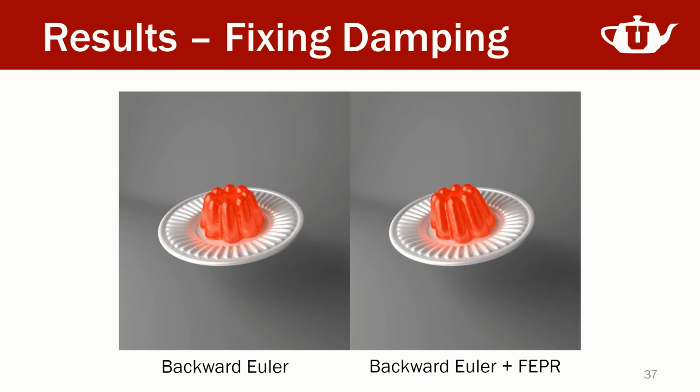Let me show some results of our method. Our method fixes artificial damping caused by backward Euler, produces a more vivid jello. The left one is simulated using backward Euler. The right one is the same integrator plus FEPR.